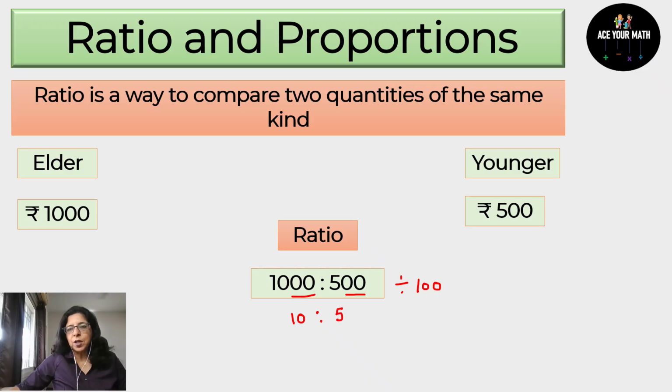Now 10 and 5 are further divisible by 5. So let's divide them by 5. So you get 2 is to 1. So finally their ratio is 2 is to 1. It means if the younger one gets one part of pocket money, the elder one gets just double of it. He gets two parts. So 2 is to 1 indicates this. So this is how we use ratios to compare anything. Okay, so now we will take a few more examples to understand it.